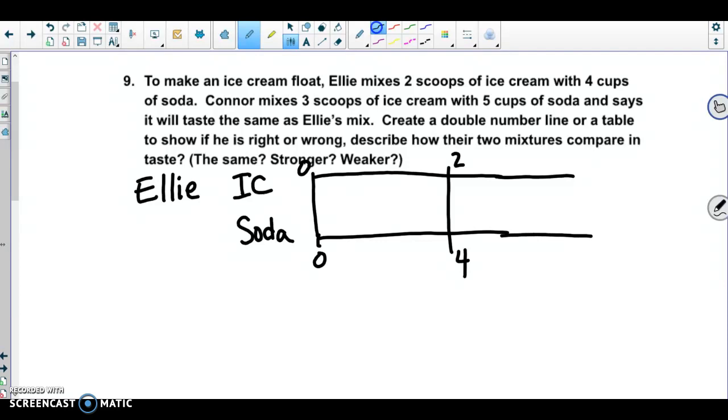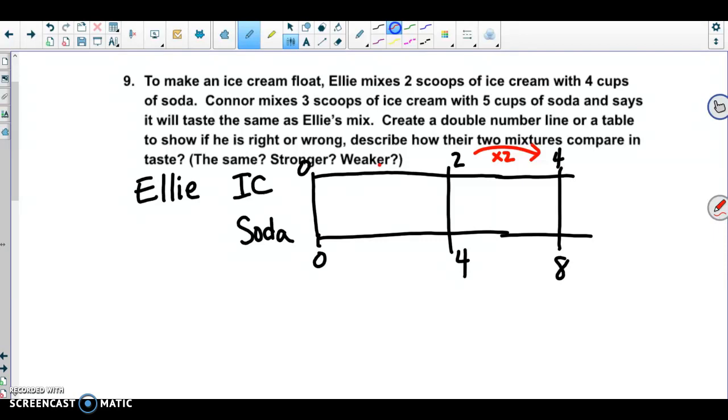I could continue this, and if I needed to make another batch, I would have 4 scoops of ice cream and 8 cups of soda, because that would be the times 2, right, on both of those. So I just double it. So that's a possibility. I could even break it up and go in between as well.